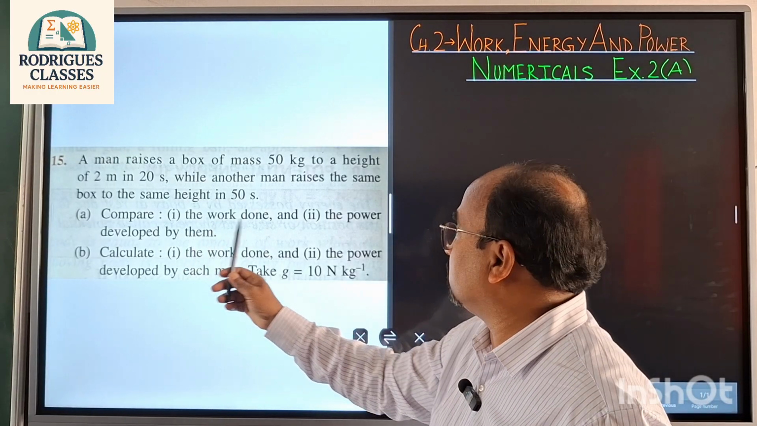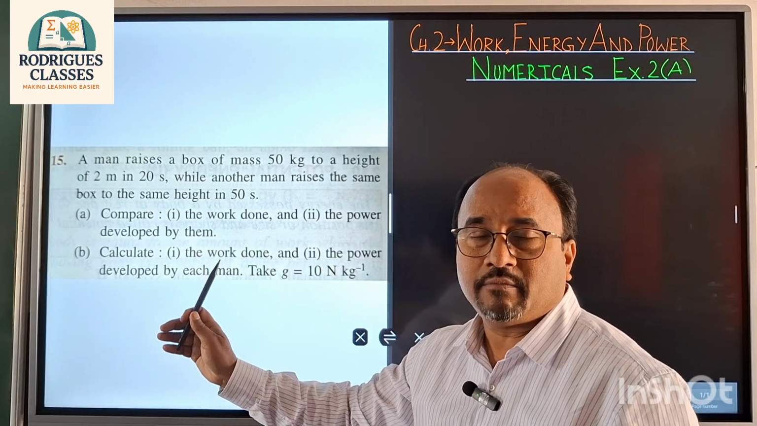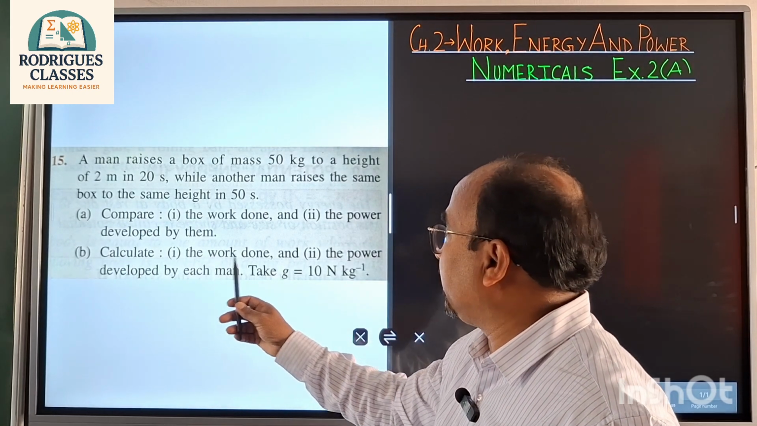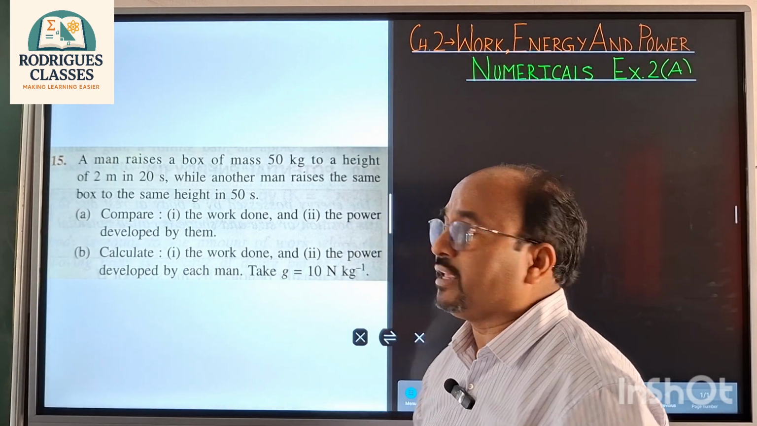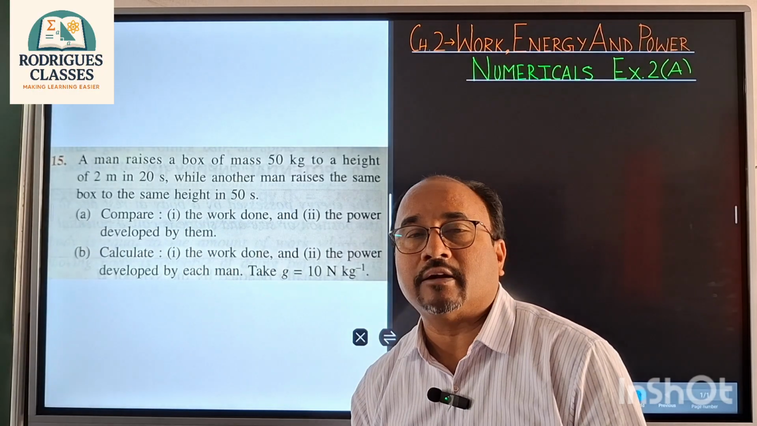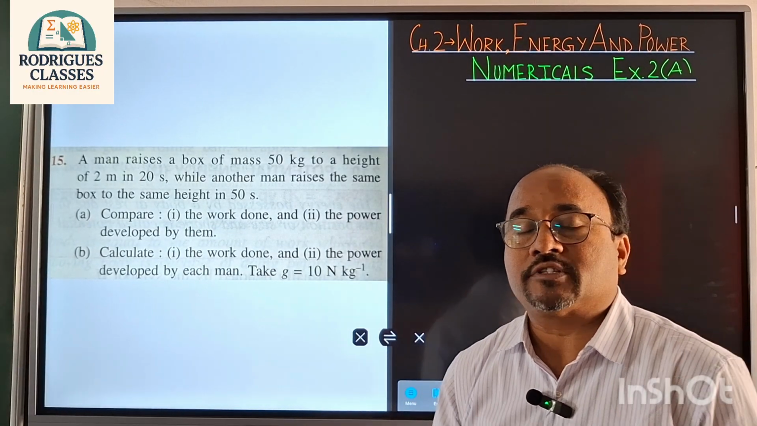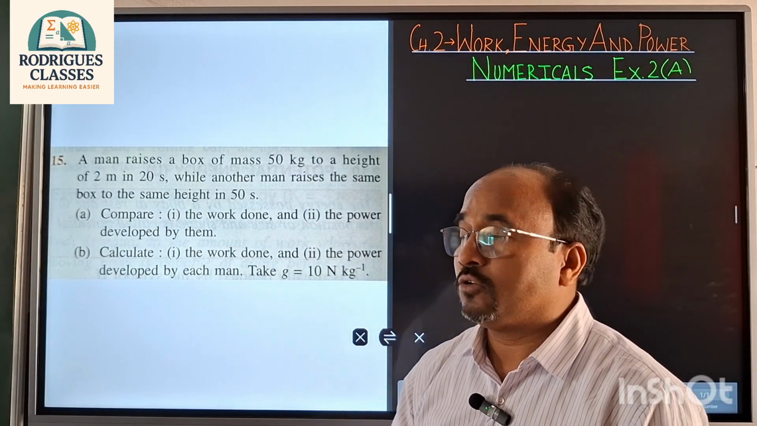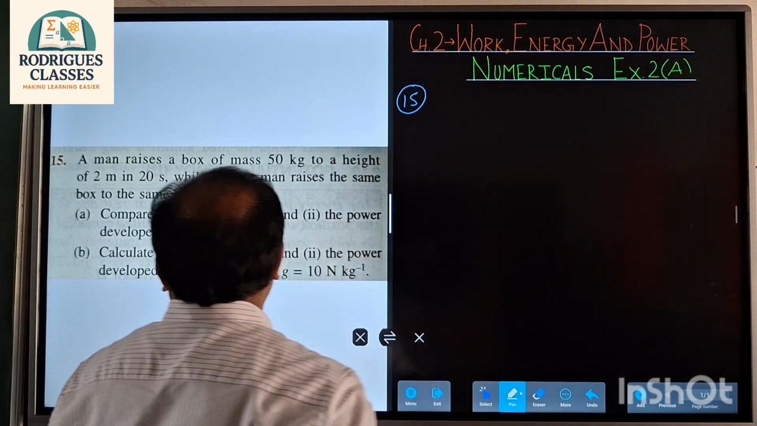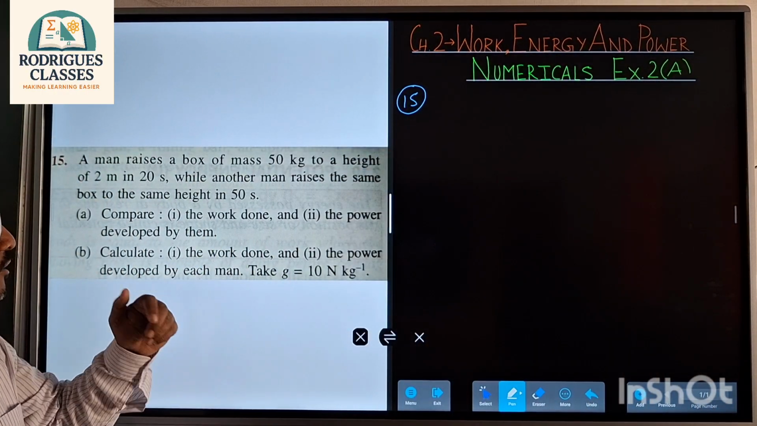Okay, we are asked to compare. Compare is the first part, the work done and the power developed by them. And the second part is telling us to find their work done and the power developed by each man. So here is the calculate part, here is the comparison part. So I will go by this, that we calculate first and then find the comparison. First of all we are calculating the work done.